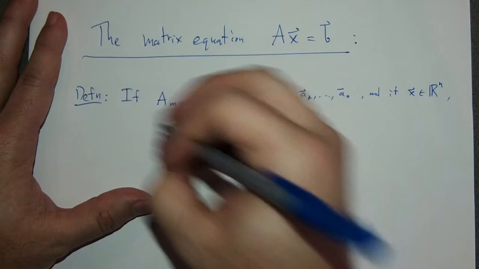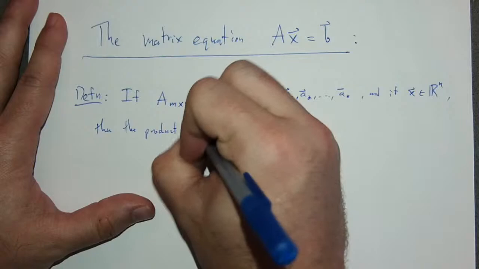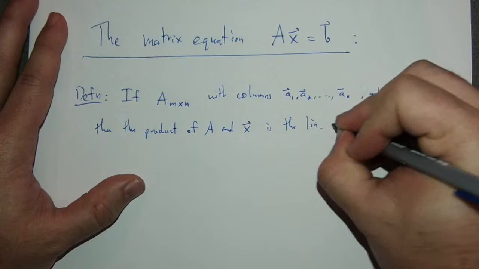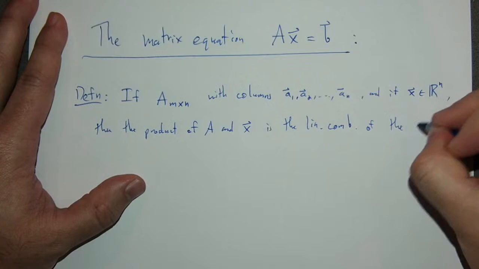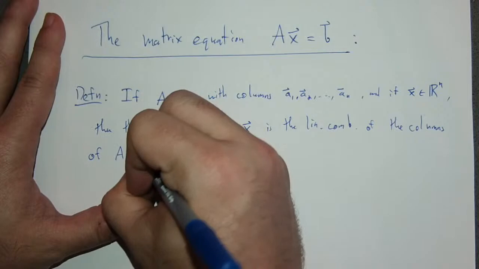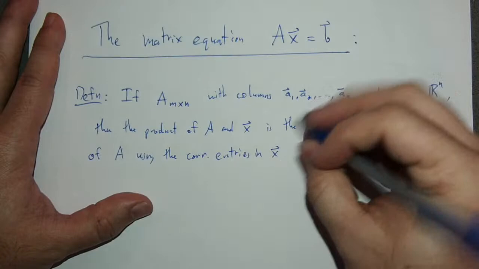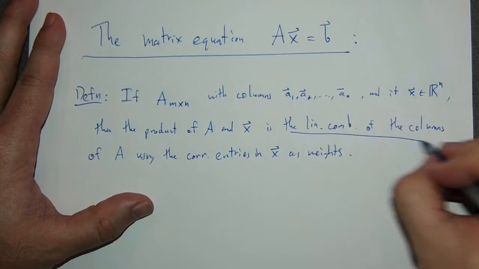then the product of A and X is the linear combination, so this is the lincom of the columns of A using the corresponding entries in the vector X as weights. So that's what this is.